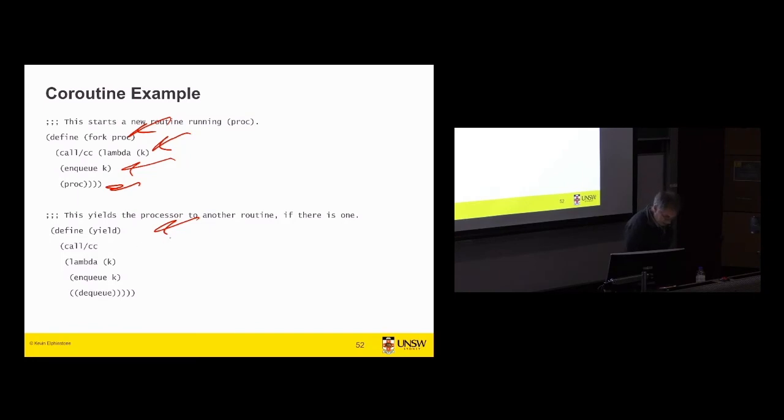So yield calls call with current continuation to save where we are when we call yield. And the lambda function, k again, will be the continuation that we just saved of where we were. We enqueue that onto the list, and then we just dequeue whatever was in the list before, which effectively invokes the continuation, which warps to whatever we were in the past. So now we've implemented effectively coroutines within a language that doesn't have them, using call with current continuation to save state.